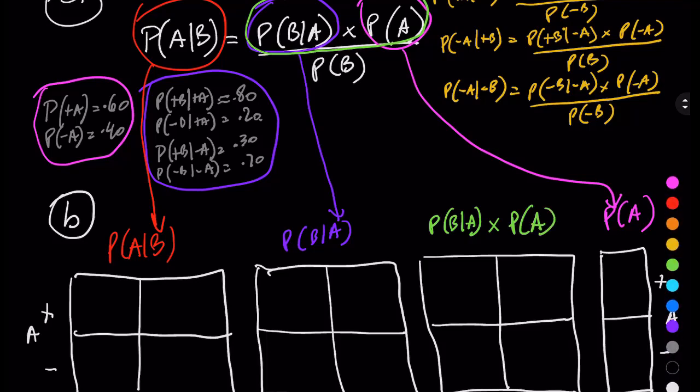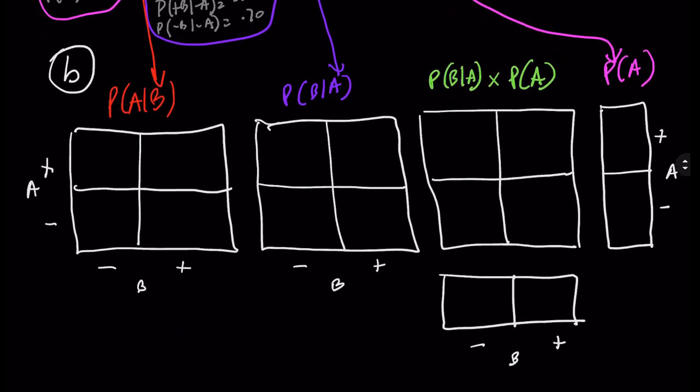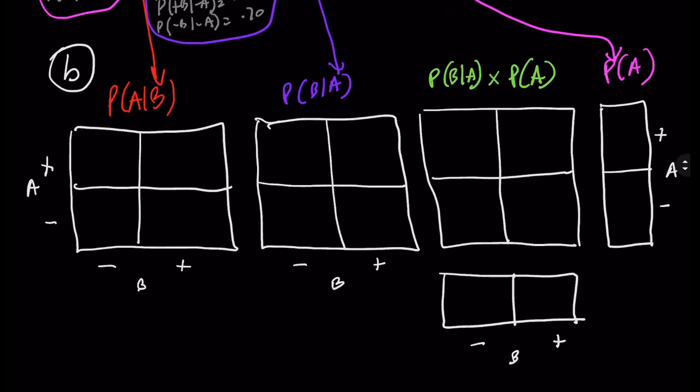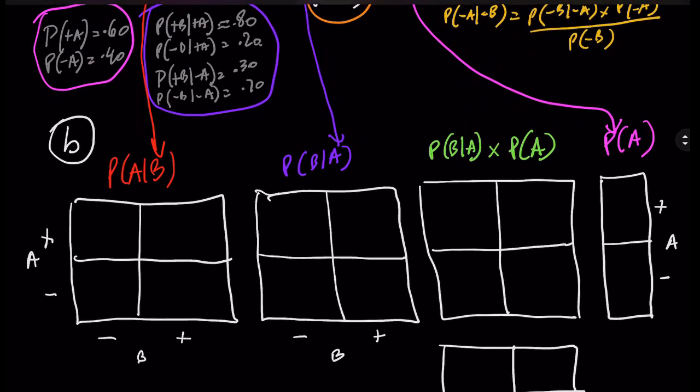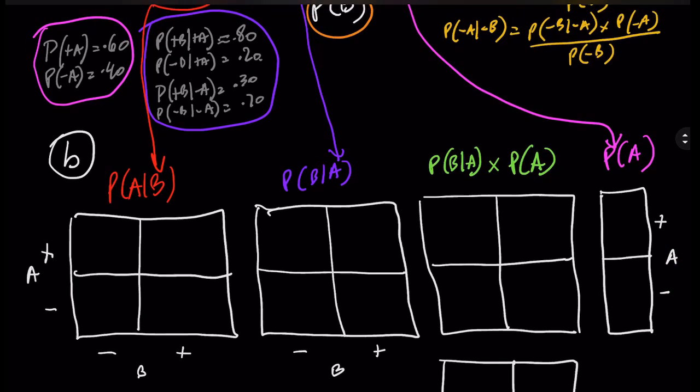This will allow us to calculate also the probability of B, which would be the sum of these 2 columns in the green grid, and this will give us the probability of B being true and the probability of B being false. So in this grid, the top row is A being true, and the bottom row is A being false. And the left column indicates that B is false, and the right column that B is true.